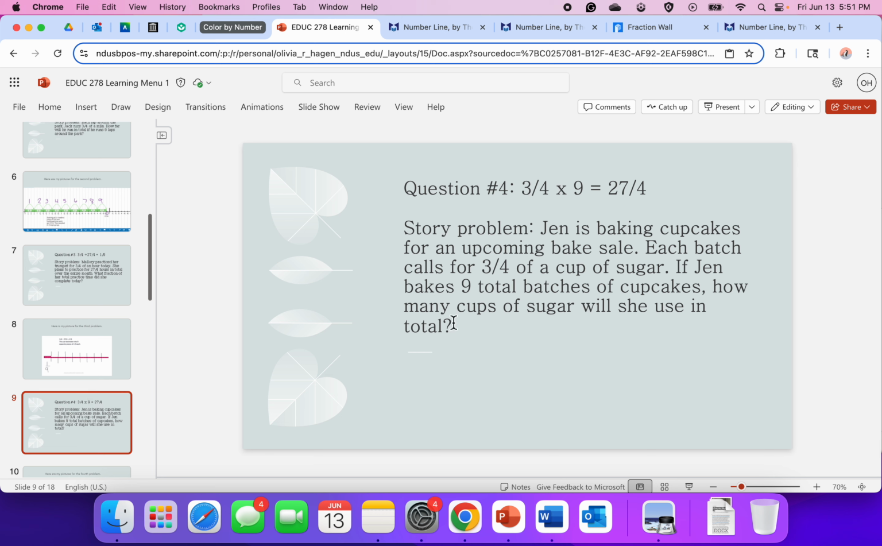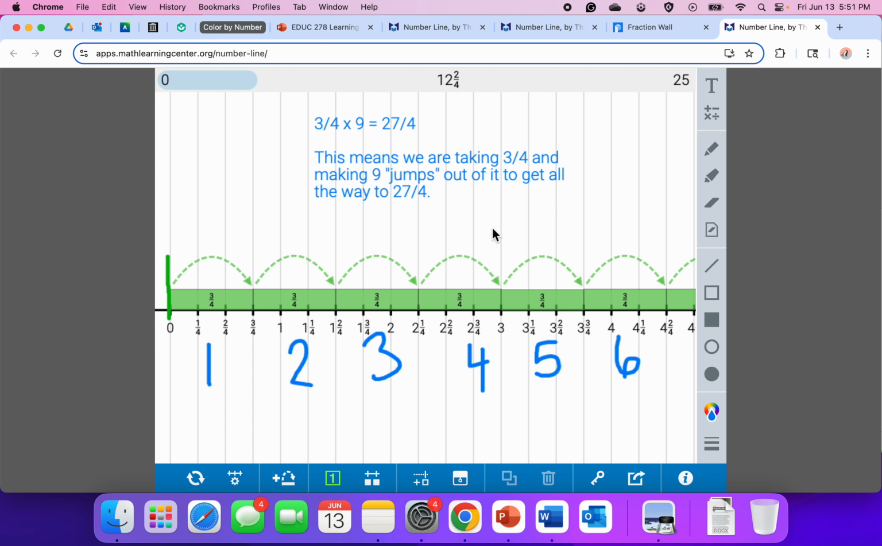I'll go to the last question. 3/4 times 9 equals 27 fourths. So Jen is baking cupcakes for an upcoming bake sale. Each batch calls for 3/4 of a cup of sugar. If Jen bakes 9 total batches of cupcakes, how many cups of sugar will she use in total? So this means essentially that we're taking 3/4 and making 9 jumps out of it, because this is multiplication.